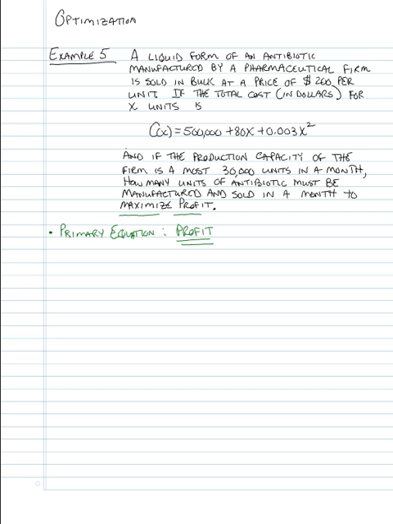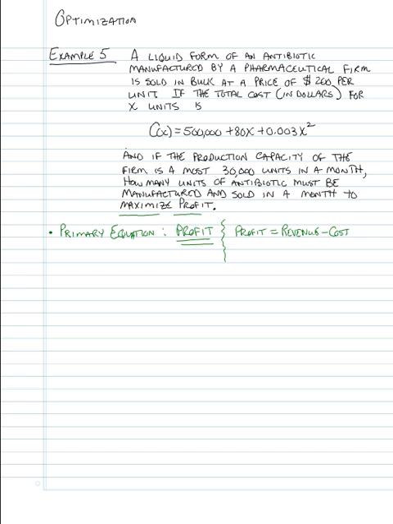Now, I don't have anything that tells me about profit, but this is something that probably we should already understand. Profit is the amount of money we make when we subtract the cost from the revenue. So profit basically is total revenue, the amount of money we make from sales, minus the cost to produce the units that we sold. So profit is nothing but revenue minus cost.